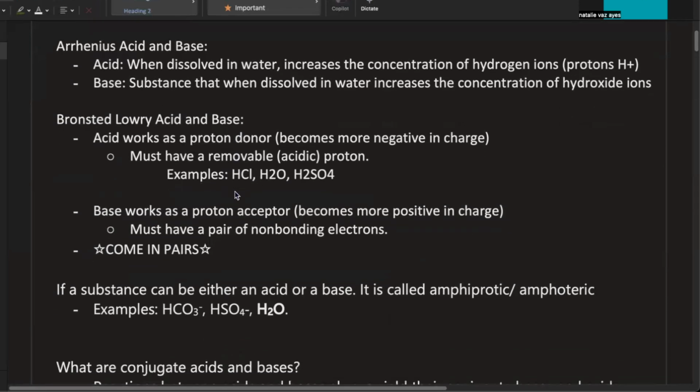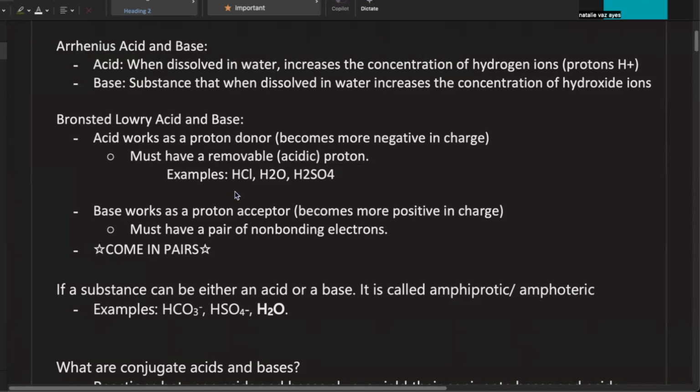The next definition is Bronsted-Lowry acid and base. So in the Bronsted-Lowry acid, it works as a proton donor. This is going to be our main definition and the thing that we refer to when we're thinking about definitions of acid and bases. So always think that the acid works as a proton donor. And since it's giving off a proton, that would be a positive charge, it becomes more negative because it's giving out a positive.